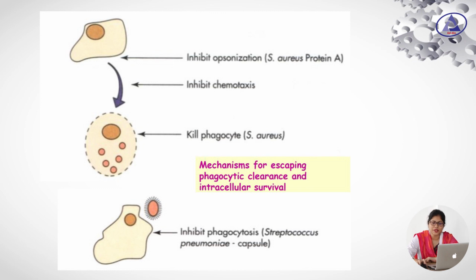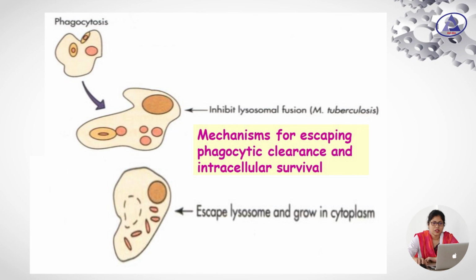Mechanism for escaping the phagocytic clearance and intracellular survival of the microorganism. Inhibit the opsonization and inhibit chemotaxis and kill the phagocytes, and thus inhibit the phagocytosis. After phagocytosis, the killing of the microorganism is inhibited by Mycobacterium tuberculosis, which inhibits the lysosomal fusion and ultimately escapes the lysosome and grows in the cytoplasm.